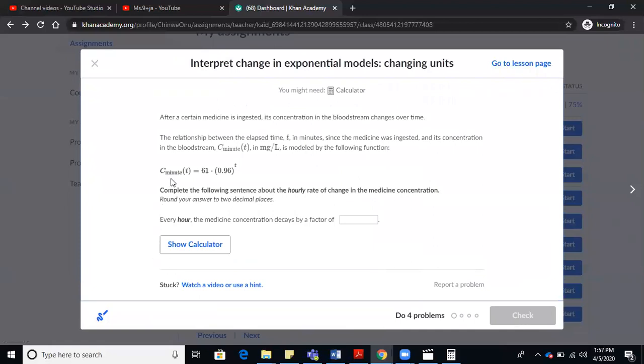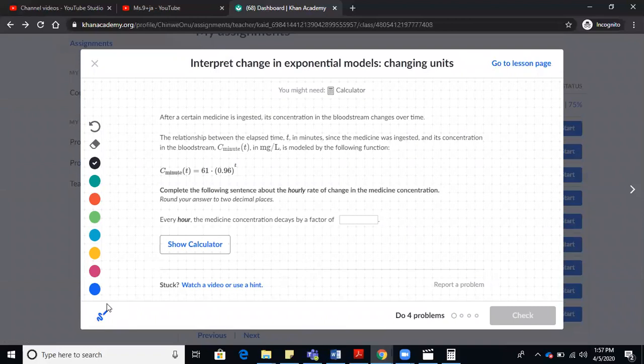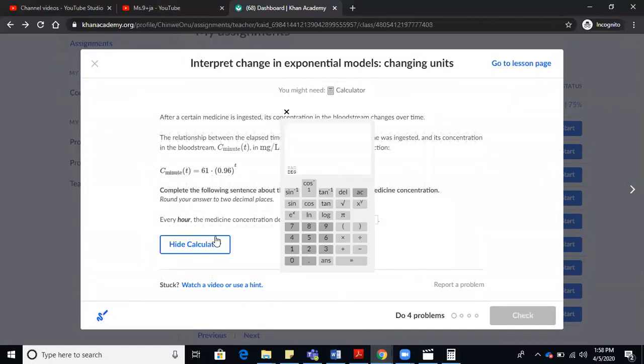And here we're going from minute to hour. It told me that the time is in every minute. My factor is 0.96 and I need to change it to hour. So I'm going to do, 60 minutes make an hour. So I have to raise it to 60. So I'm going to do 0.96 and raise that to the 60th power to find my answer by what factor is changing. So I'm going to do 0.96.